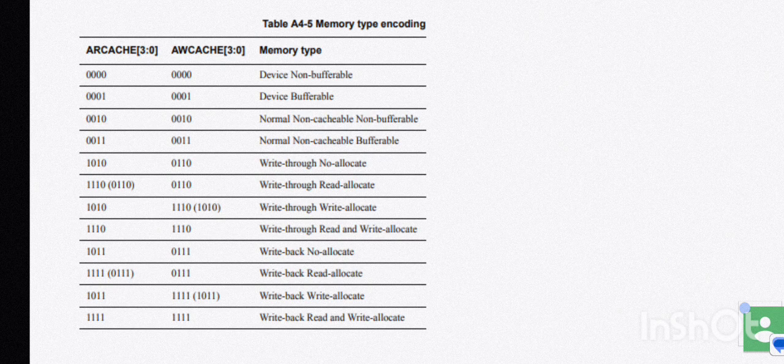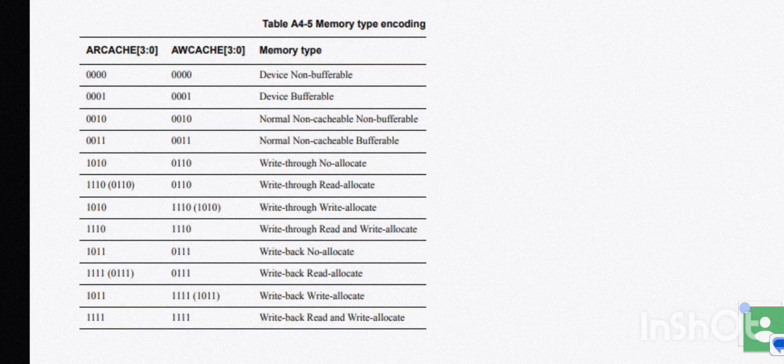For 0010, normal non-cacheable, non-bufferable. The write response comes from the final destination. Read data comes from the final destination. Transactions are modifiable. Writes cannot be merged. Overlapping addresses with the same ID must remain ordered.